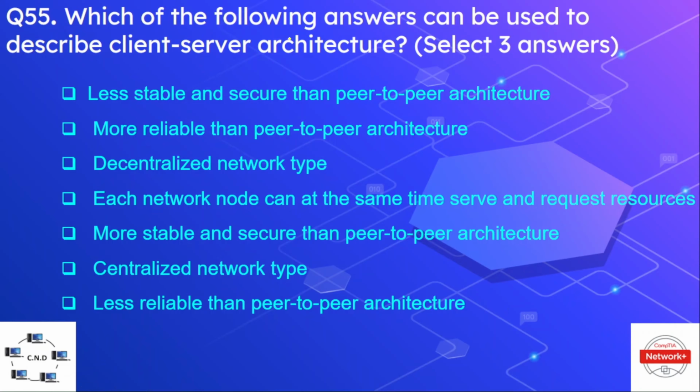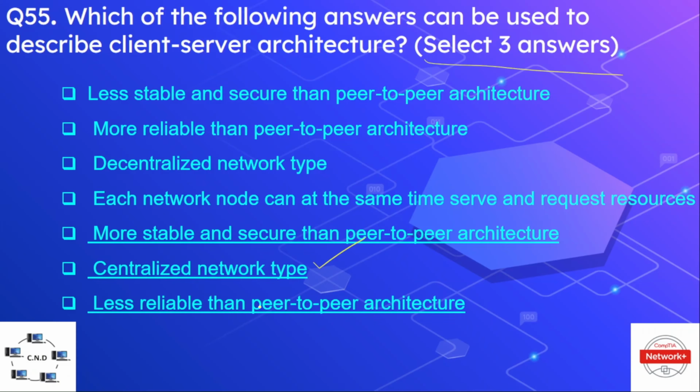Question number 55 is which of the following answers can be used to describe client-server architecture? And we have to select three answers. And the correct answers are that the client-server architecture is more stable and secure than peer-to-peer architecture, and it is a centralized network type, as compared to peer-to-peer, which is one-to-one, while this is centralized, and it is less reliable than peer-to-peer architecture.